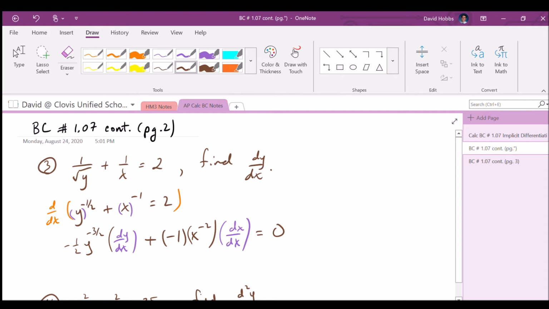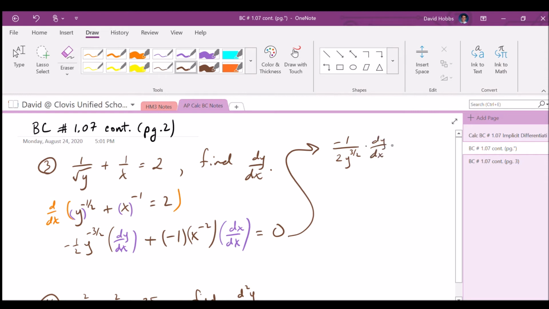Okay, now trying to get dy dx by itself. Now, as a general rule, if the original problem doesn't come with an exponential form, you should probably finish it not in exponential form. Let's see. We've got negative 1 over 2y to the 3/2. Well, you pretty much need to go exponential form there. We're not going to do radical form, probably. I mean, we could.